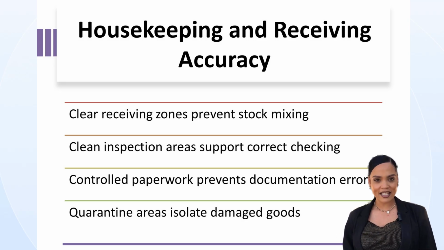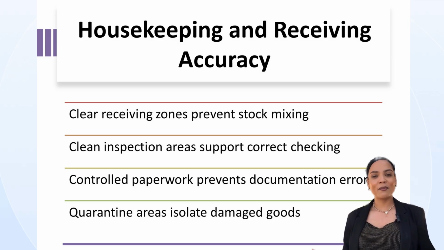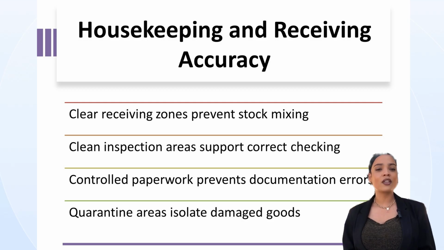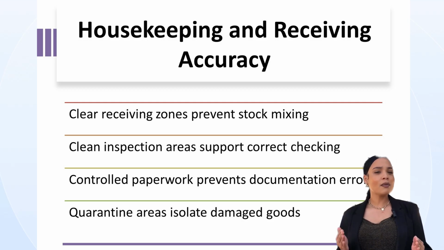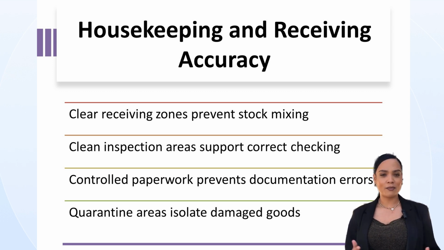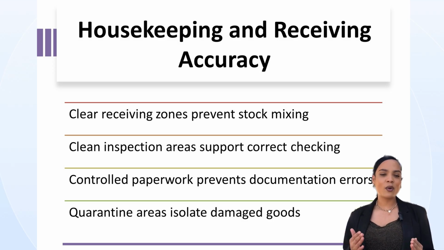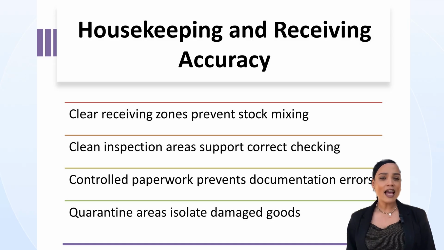1. Clear designated space for incoming stock. When incoming stock has a defined area, we can separate deliveries by supplier, by purchase order, or by delivery time. This prevents mixing items from different deliveries and reduces counting errors. 2. Clean inspection surfaces and tools. If tables, scales, measuring tools, and scanners are clean and available, we can inspect and record correctly. Dirty surfaces can hide damages, contaminate packaging, or cause labels not to stick properly.